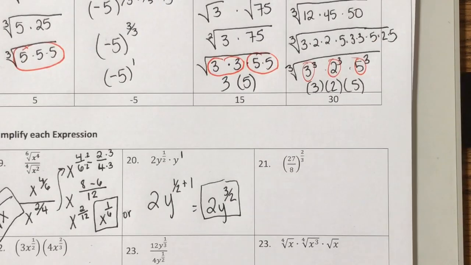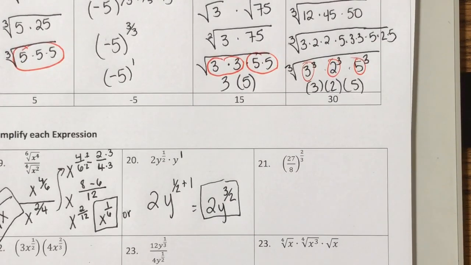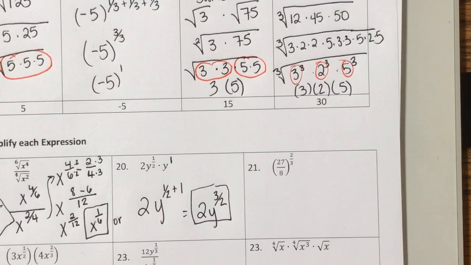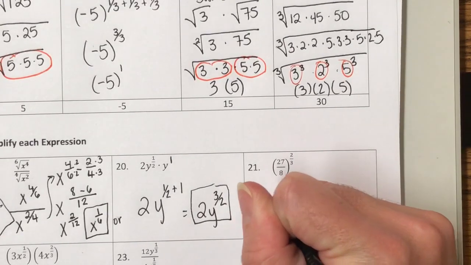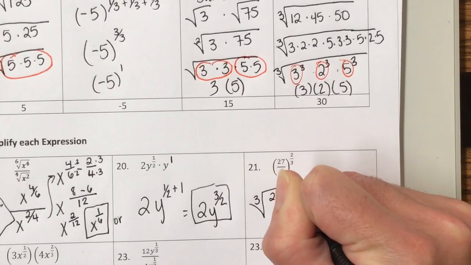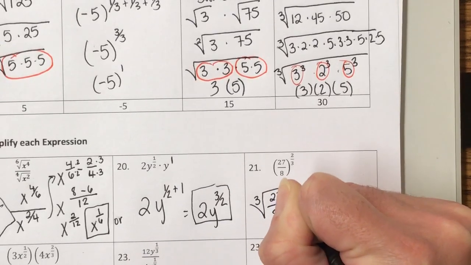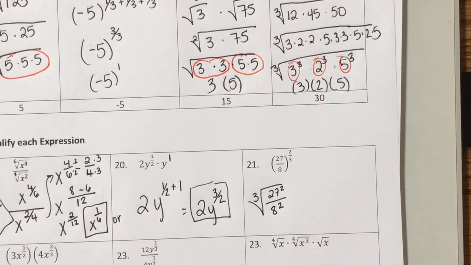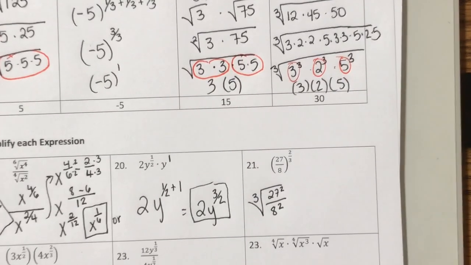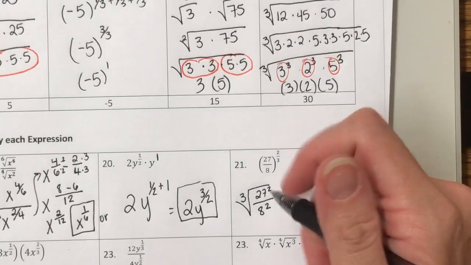Okay, so number 21. So 27 over 8 to the 2/3. Okay, so again, I can expand that one out, and it's numerical. So probably going to be easier to write this one as a radical. So it becomes the cube root of 27 squared over 8 squared. The reason why I did 27 squared and 8 squared is because that whole quotient is in parentheses. So when in doubt, expand it out.